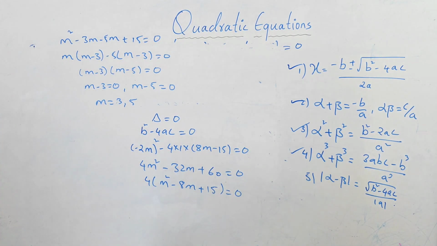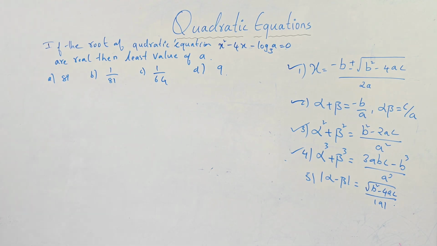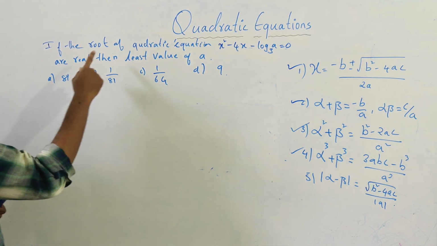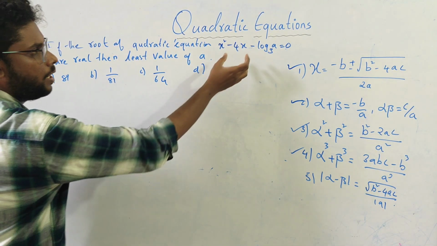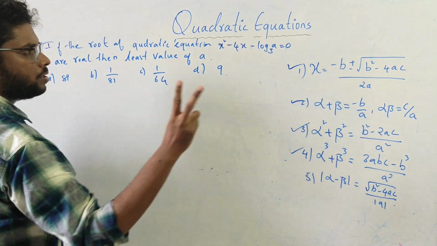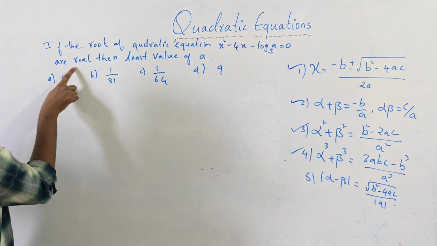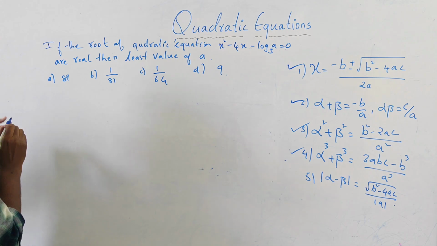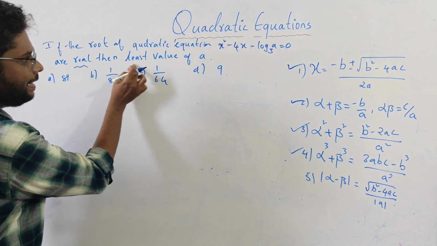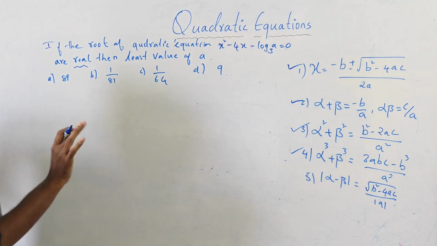Now let us see this JEE question. What is given? If the roots of the quadratic equation, so a quadratic equation has been given, so two roots are there, alpha and beta, and it is saying that the roots are real. If the roots are real, then they are asking for the least value of a. Roots are again real.